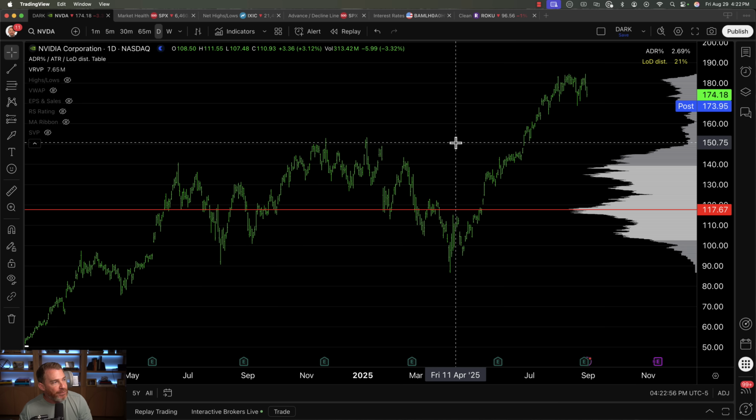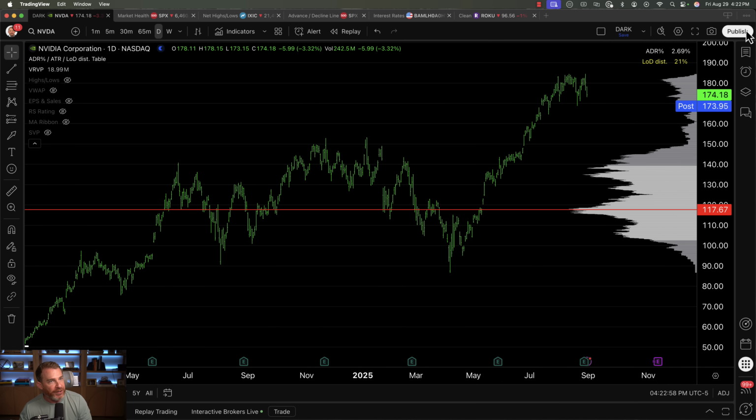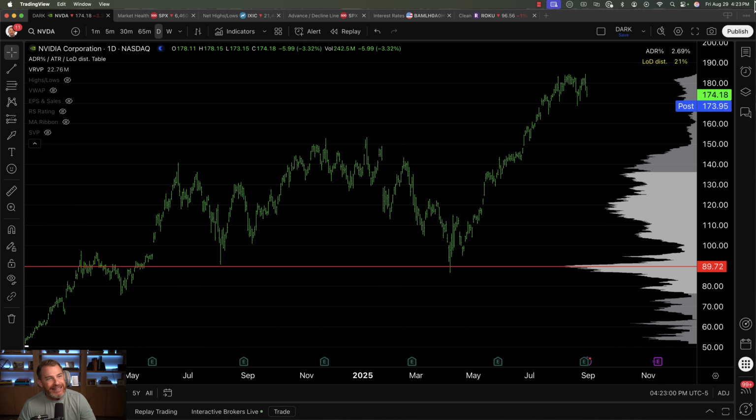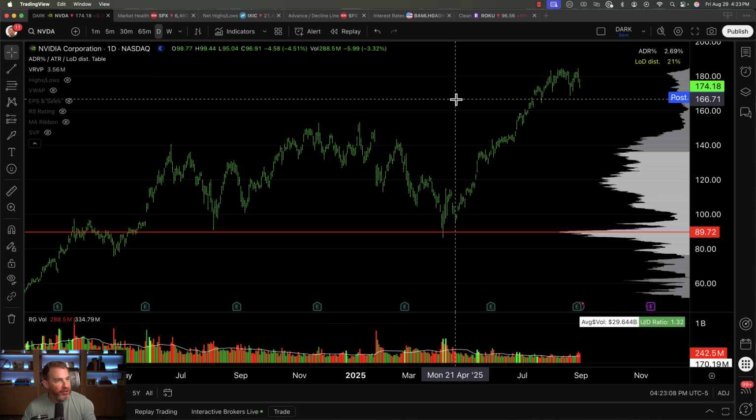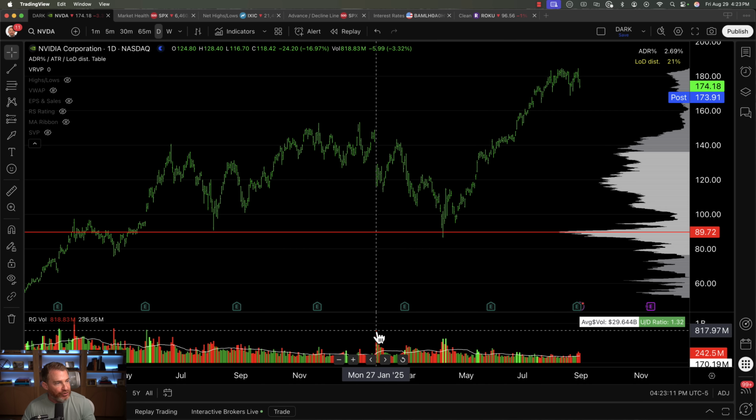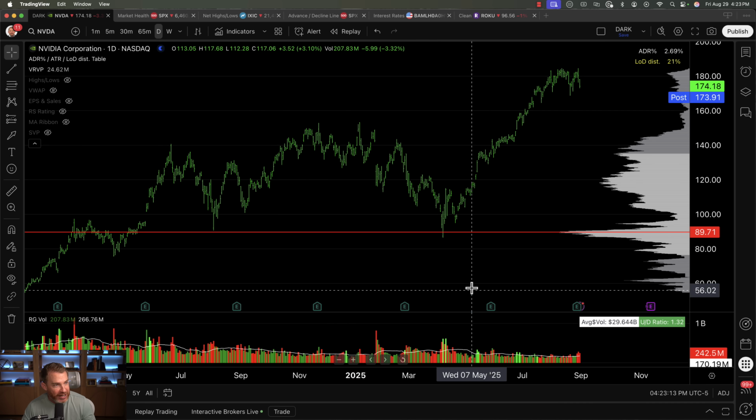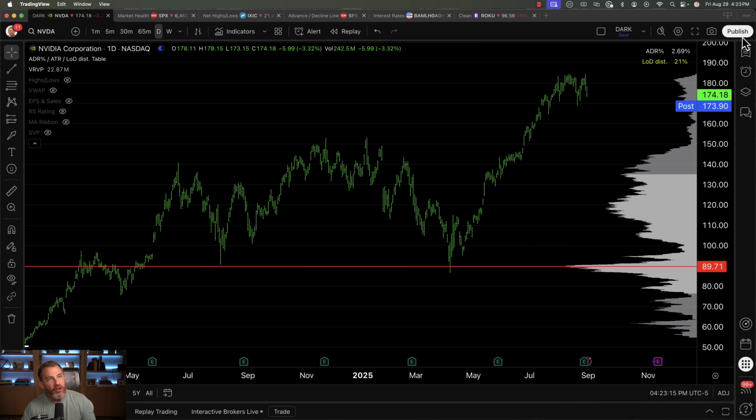Now, the way I prefer to set it up is from swing low to present, but let me just tell you what you're looking at. This profile is like a typical volume histogram, but turned on its side. And instead of a traditional volume indicator like you see on the bottom that shows you how many shares traded each day or at each time, the volume profile shows you how many shares traded at each price. And this can be very significant.